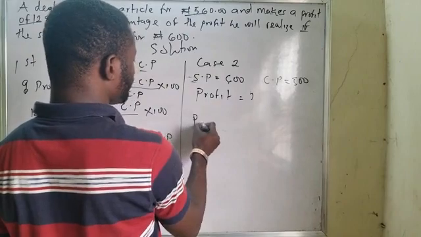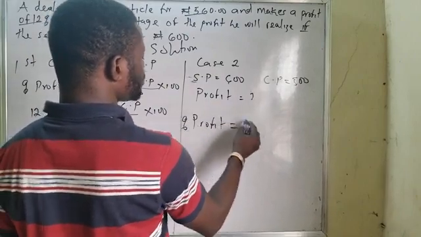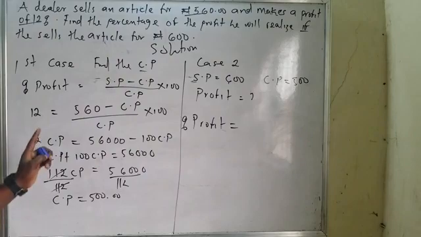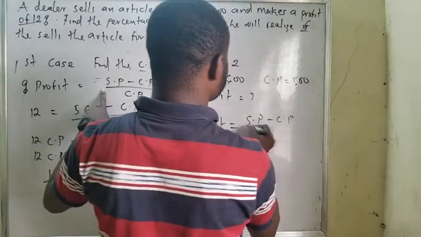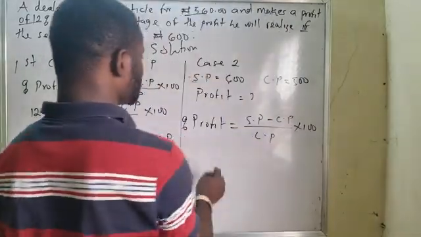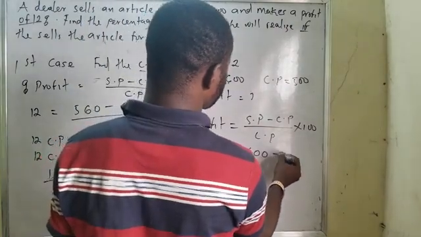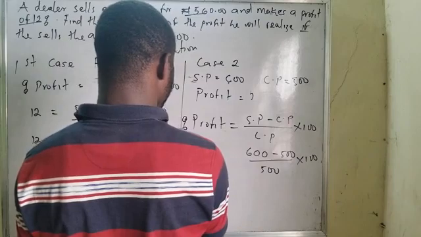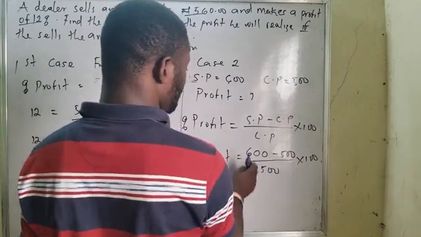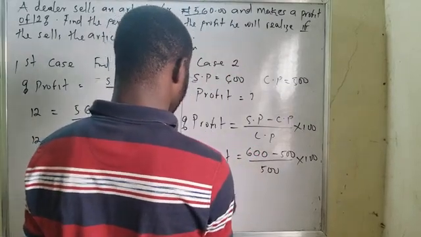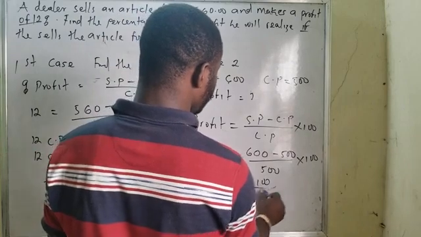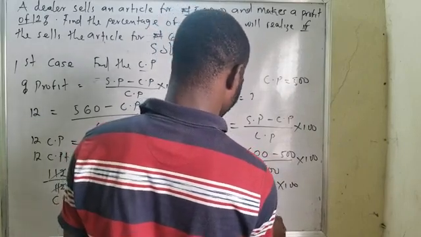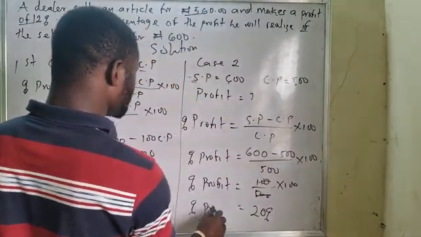It means my percentage profit equals profit, which is selling price minus cost price, divided by cost price, multiplied by 100. My selling price is 600, minus cost price 500, divided by 500, multiplied by 100. This gives 100 divided by 500 multiplied by 100, where the 5 cancels, and it is going to be 20%. That is the percentage profit. Percentage profit is equal to 20%.